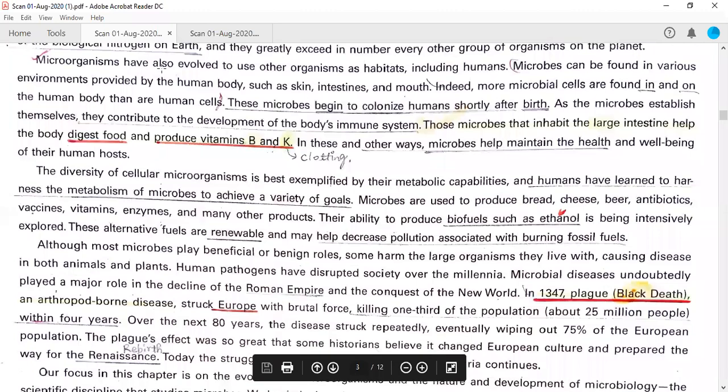But some of them are also important because they help us digest food and produce some of the vitamins which are very important micronutrients in our bodies. For example, vitamin B and K. Vitamin K is important in blood clotting. And various vitamin B, for example vitamin B6 and other types of vitamin B, are important because they are important portions of coenzymes. We have discussed this already in our enzyme class.